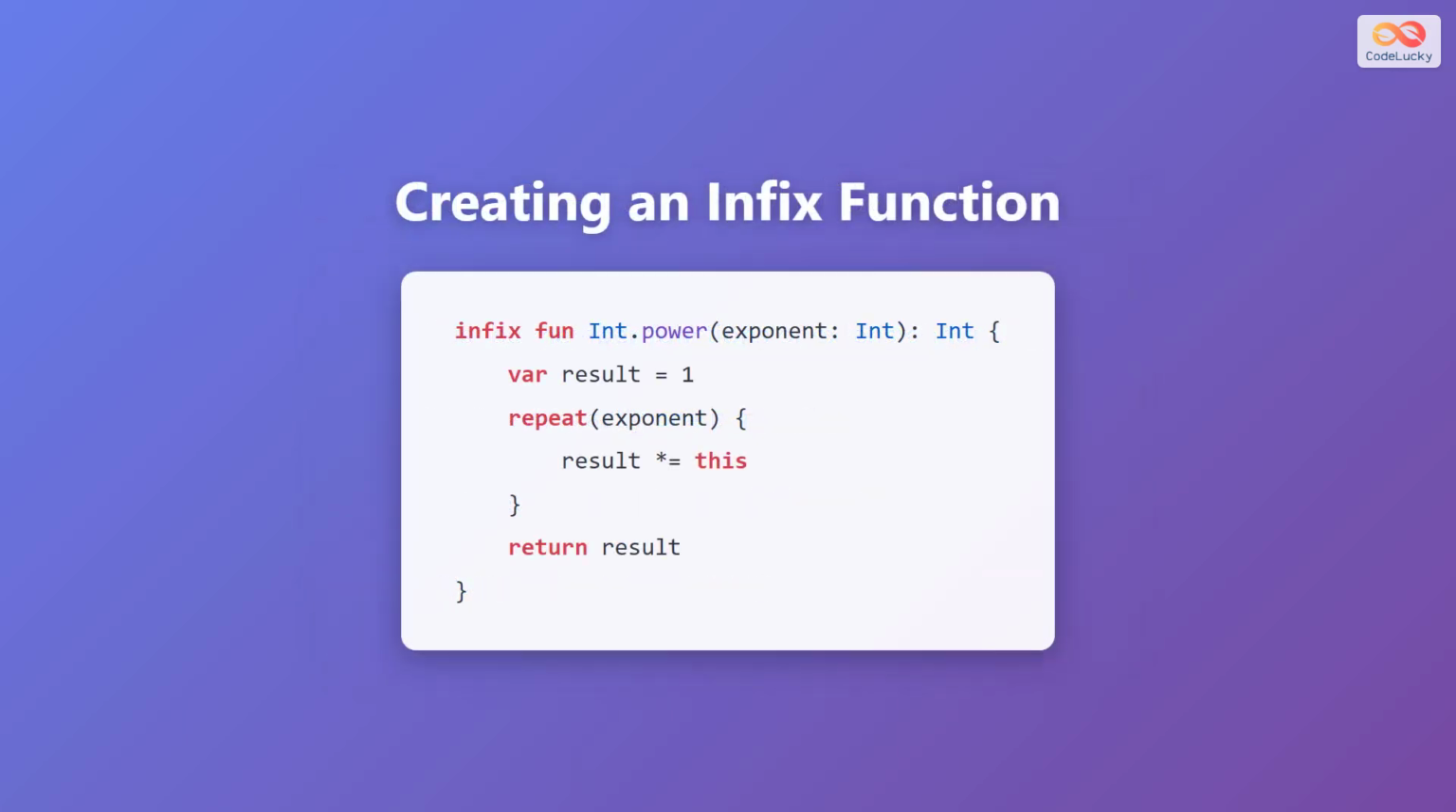Here's how you create an infix function. You start with the infix keyword, followed by the fun keyword. This example shows an extension function on the Int type called power that takes an exponent parameter of type Int and returns an Int. Inside the function, we initialize a result variable to 1, then use the repeat function to multiply the result by this, which refers to the number we're raising to the power. Finally, we return the result. The infix keyword is what makes this function callable using infix notation.